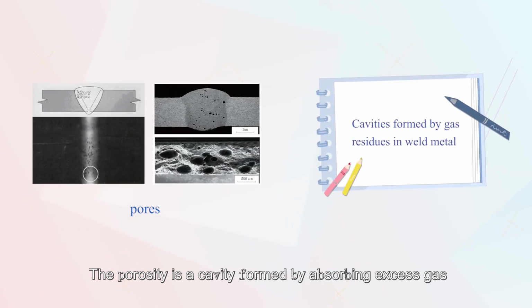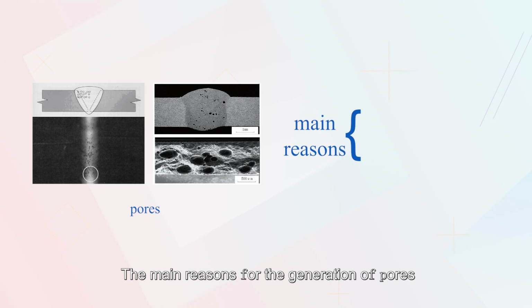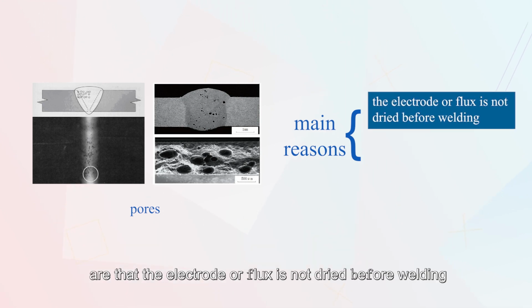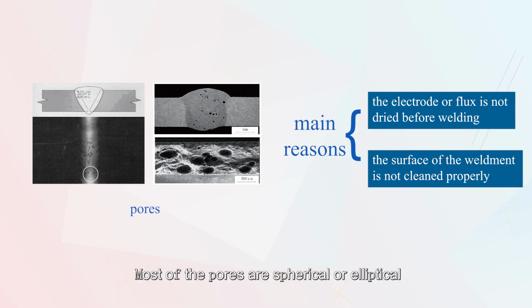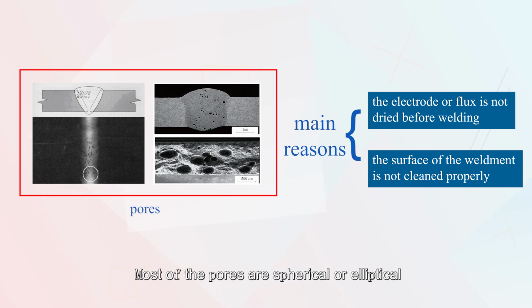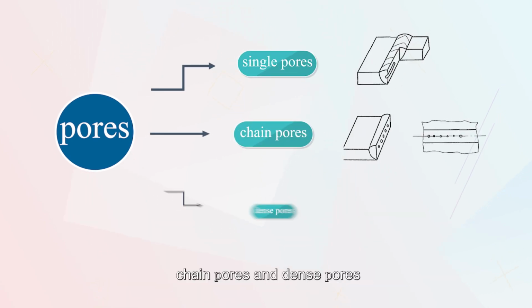Porosity is a cavity formed by absorbing excess gas, or gas generated by metallurgical reaction, when the metal is at high temperature during the welding process and remaining in the weld metal before cooling and solidification. The main reasons for the generation of pores are that the electrode or flux is not dried before welding, and the surface of the weldment is not cleaned properly. Most of the pores are spherical or elliptical, and the pores are divided into single pores, chain pores and dense pores.